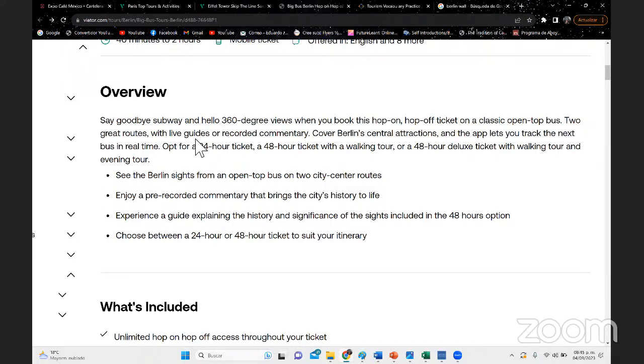See the Berlin sign from an open top bus on 2 city center routes. Enjoy a pre-recorded commentary that brings the city's history to life. Experience a guide explaining the history and significance of the sign, included in the 48 hours option. Choose between a 24 hours or 48 hours ticket to suit your itinerary.